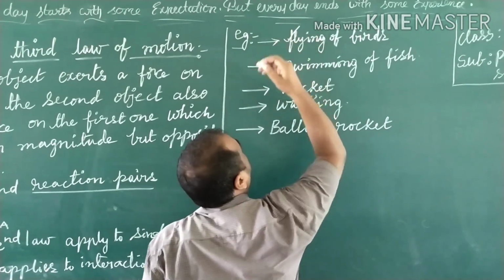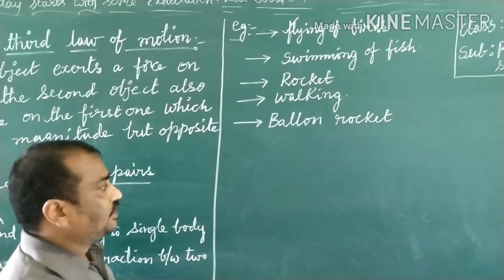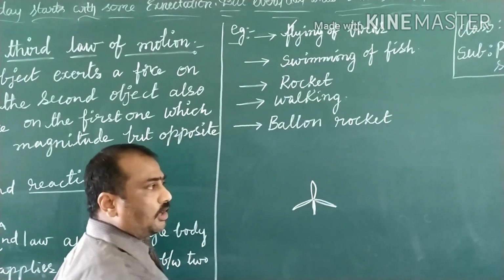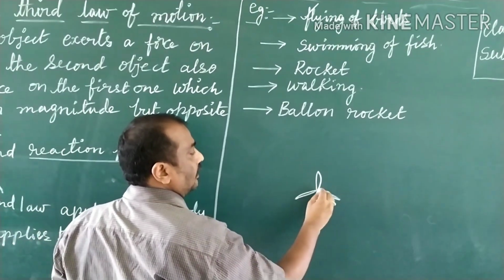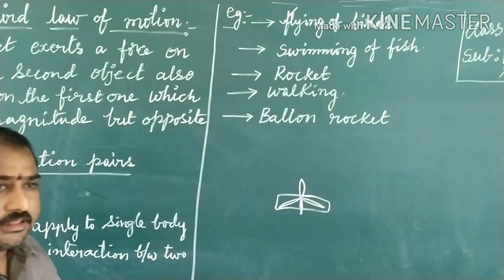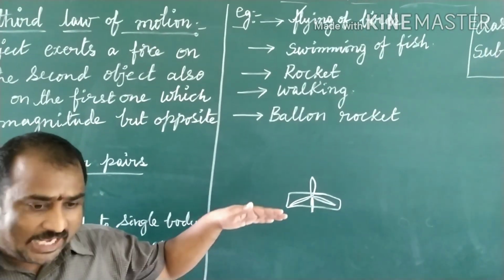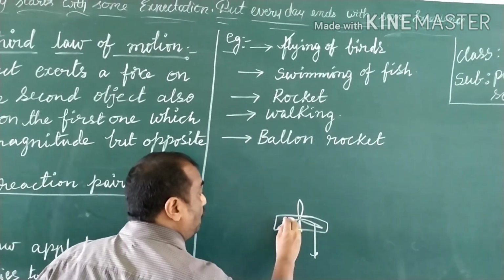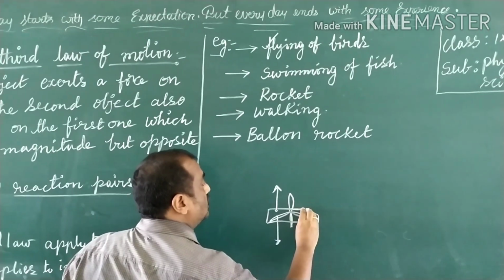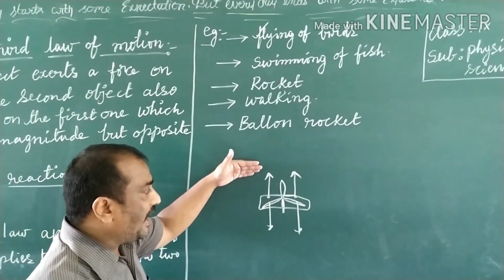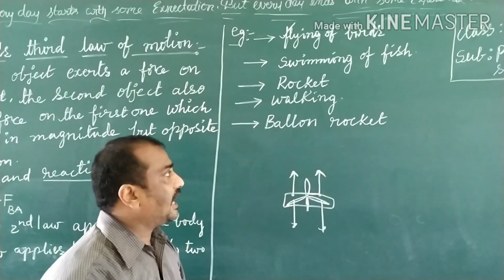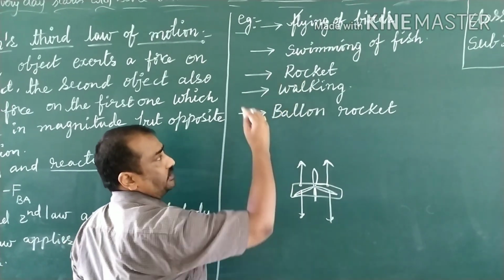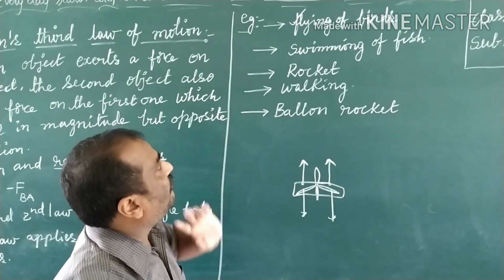The first one is the flying of birds. Children, do you know, while the birds are flying with wings, they push the air downwards with their wings. The air pushes the bird upwards. That means pushing of air downwards with the wings is the action, and the reaction is that the air pushes the bird upwards. So this is the example for the flying of birds.